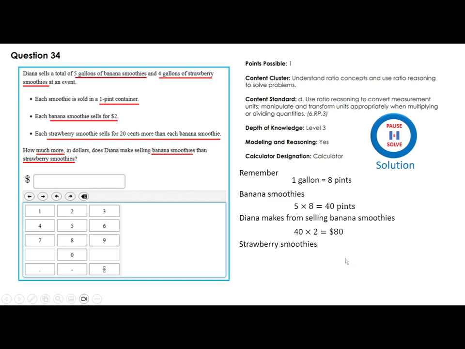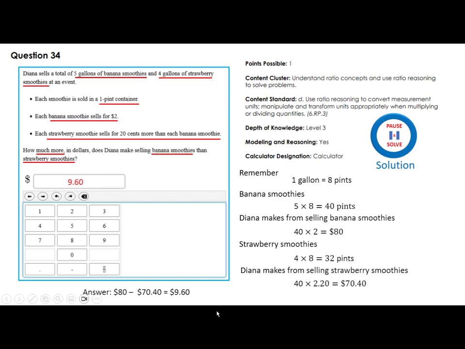Strawberry smoothies, how many do we have? 4 gallons, 4 times 8, 32 pints. That means 32 smoothies. Each smoothie is sold for $2.20, because 20 cents more. You get 70.40. Excuse me. Then you need to find the difference. 80 minus 70.40, it's $9.60.